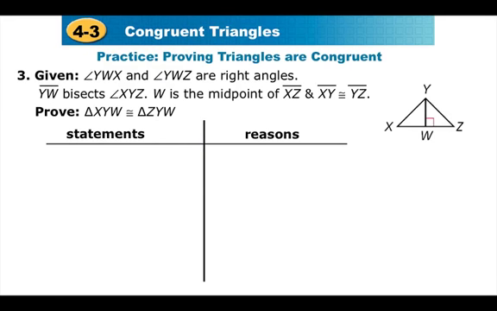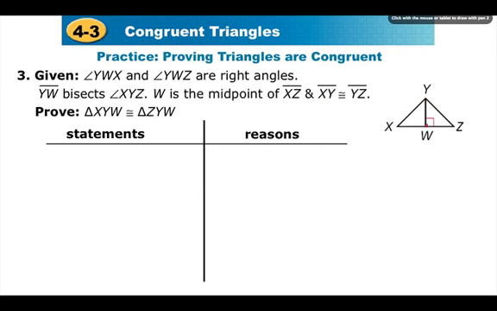Here we go. Here's number 3. This is a proof. It says given that angles YWX and YWC are right angles, and you're also given that WY bisects this big angle, XYZ. There's a lot of given information here, but let's go through it. W is the midpoint of XZ, and XY is congruent to YZ.